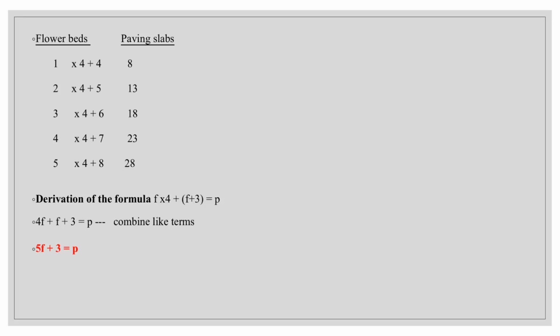At nag-add tayo ng 7 sa pang-apat para makuha natin yung 23 paving slabs. At nag-add tayo ng 8 sa pang-limang flower beds para makuha natin yung 28 na paving slabs. So our formula is f times 4 plus quantity f plus 3 is equal to p. So kaya naging 3 yon, yung una nating inadd na number is 4. So 4 minus 1 is 3. And then combine like terms, 4f plus 3 is equal to p.